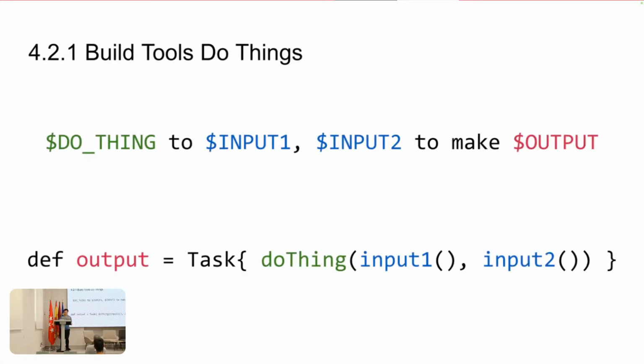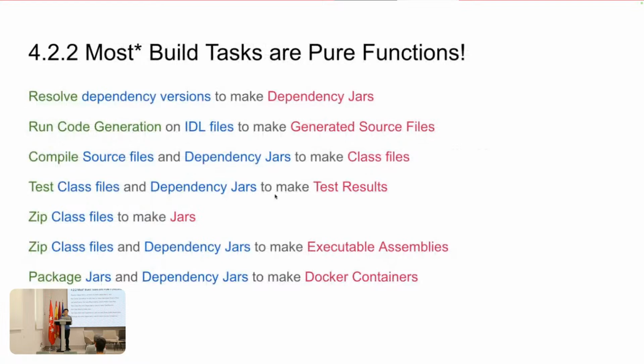So the first bullet, for pure functional build graphs, the interesting thing is that most build steps are of the form do thing to inputs to make outputs. And in Mill, it's spelled like this using Scala syntax, but it's really the same thing. And if you look at all the things that the build tool does, whether resolving dependencies to make jars, running CodeGen and IDL to make source files, compiling source dependencies to make class files, they're all of the form do something to inputs to make outputs.